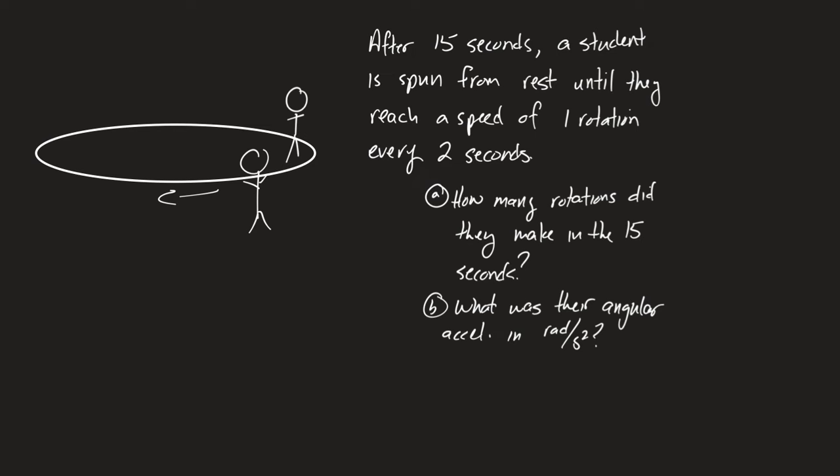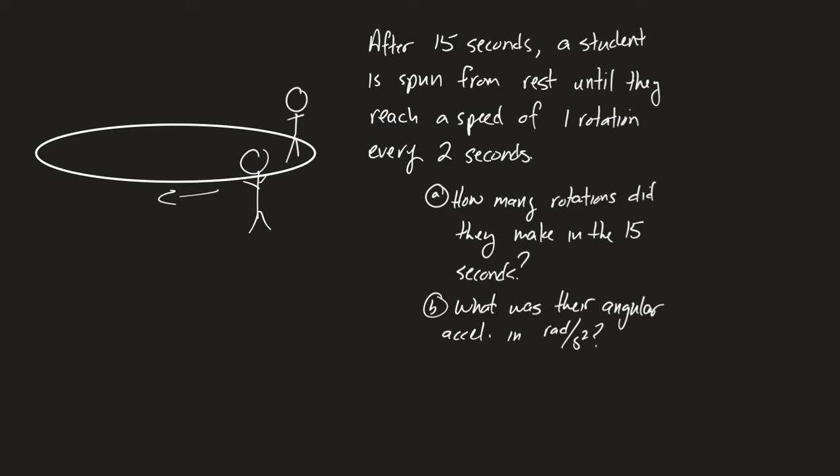We have a kid on a carousel, and another kid is going to spin up the carousel. After 15 seconds, a student is spun from rest until they reach a speed of 1 rotation every 2 seconds. I want to know how many rotations they made in the 15 seconds, and what was their angular acceleration in radians per second squared?